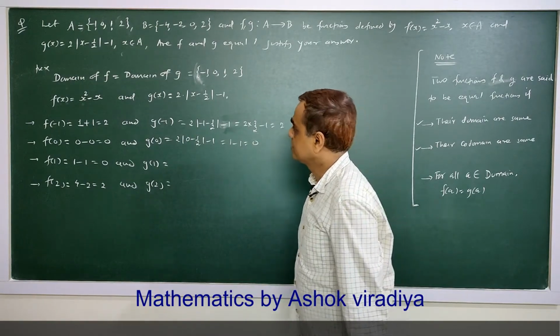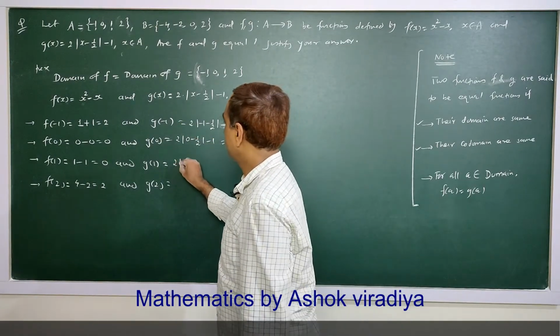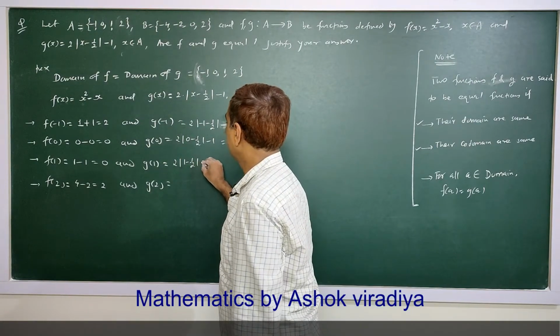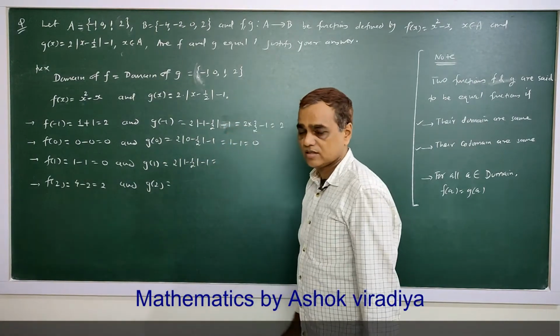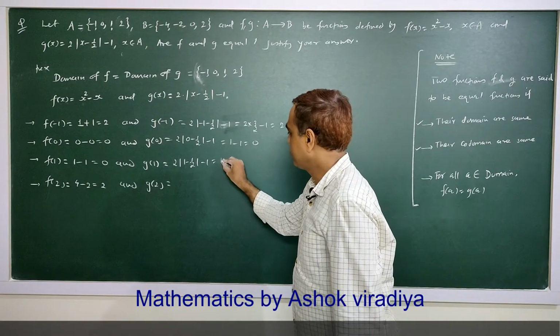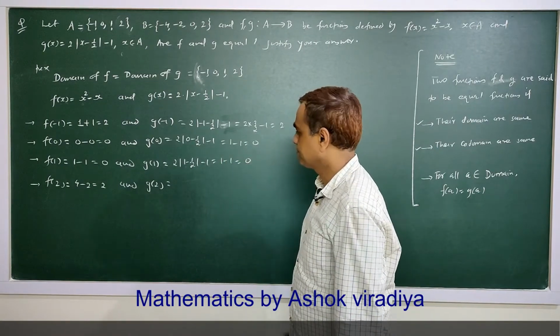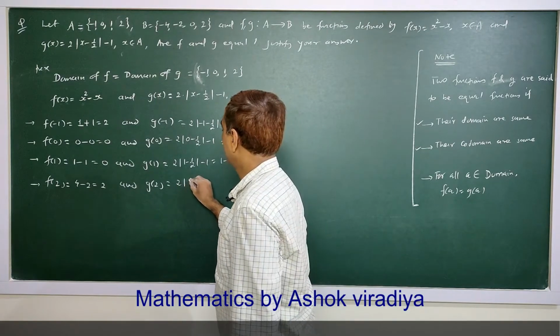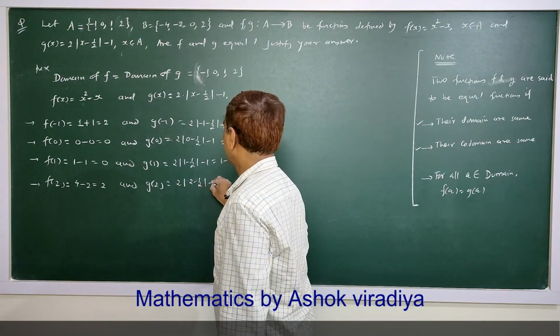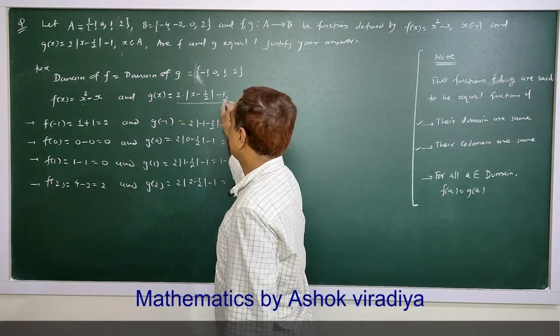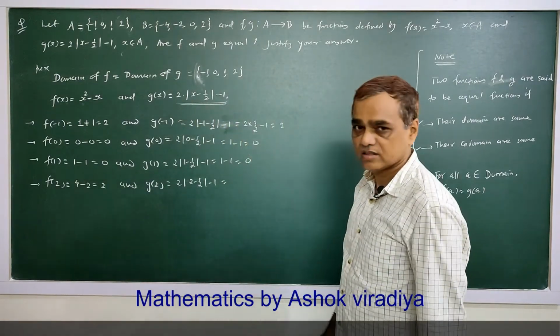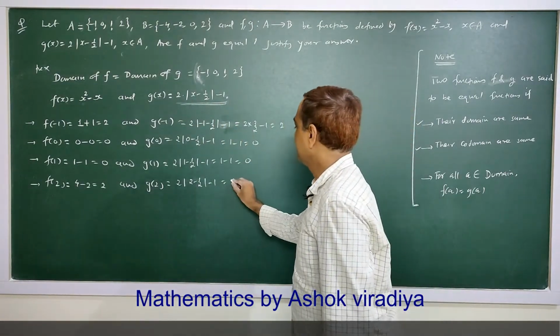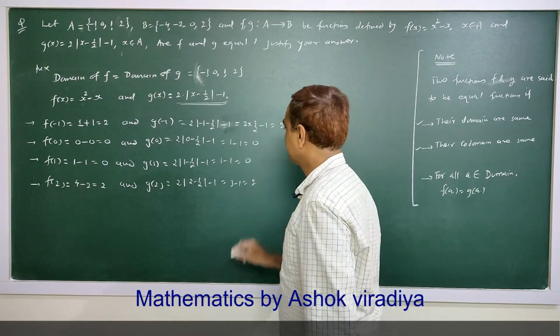g of 1. g of 1 is 2 into modulus of 1 minus 1 by 2, minus 1. So 2 into 1 by 2, that is 1. 1 minus 1 is 0. g of 2. So 2 into modulus of 2 minus half, minus 1. We are putting values in this formula. So this will be 3 minus 1, that is 2.